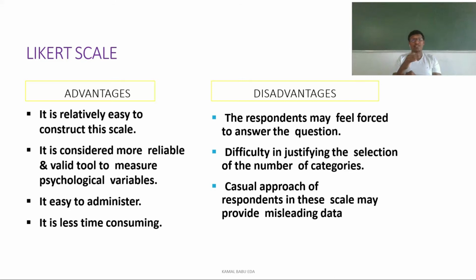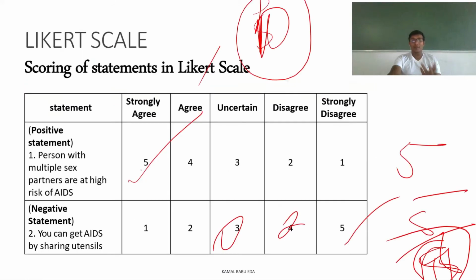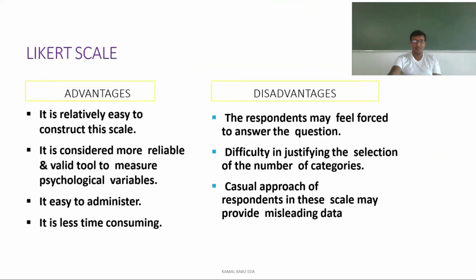And it is difficult to justify the selection of the number of categories. Some persons will answer very casually and won't take it seriously, so misleading data will come. Even if you don't like a person, because the person might think something bad about you, or even though what he has done is wrong, in order to gain friendship, money, or a bribe, you will simply give the rating casually. It will lead to misleading of the data. So these are some of the disadvantages of this Likert scale.